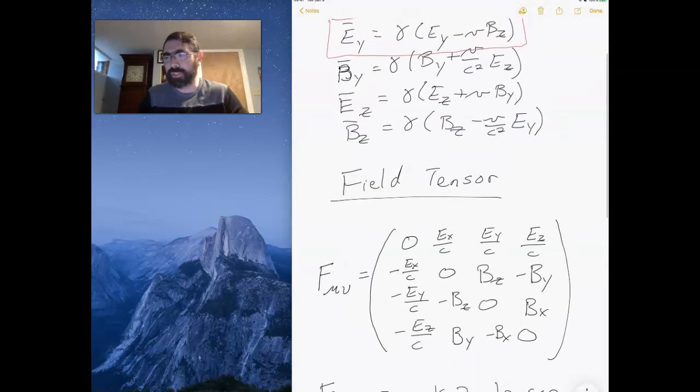Say we'll go back and look at the Z component of the electric field in the barred frame. It is just gamma times the Z component in the unbarred frame. Now, we could have taken the other equations. If we look at the Z component of the magnetic field, the Z component of the magnetic field in the barred frame is equal to gamma times the magnetic field Z component in the unbarred frame.